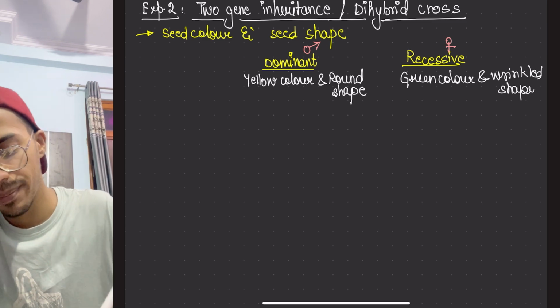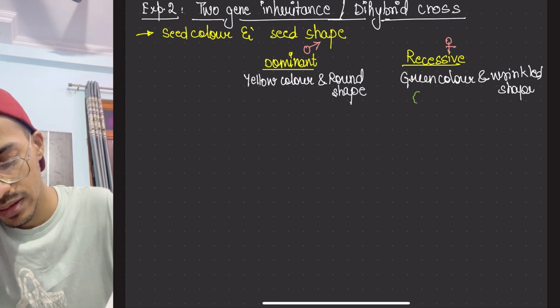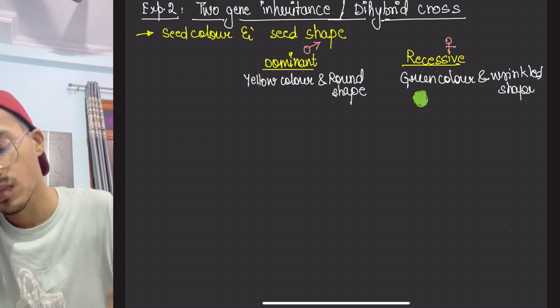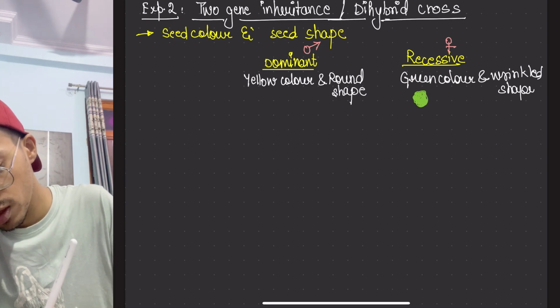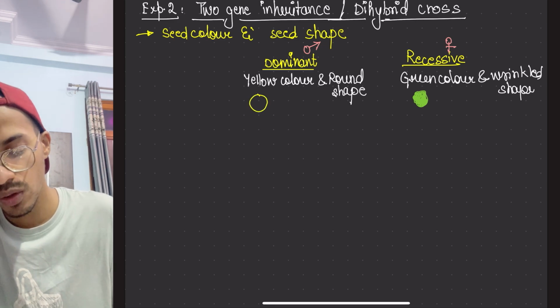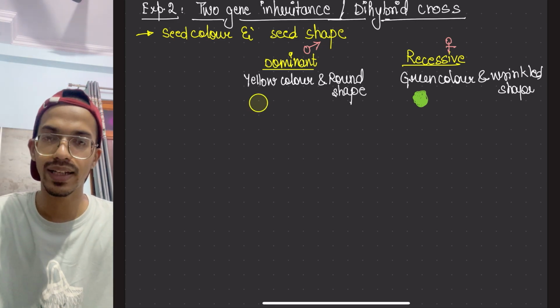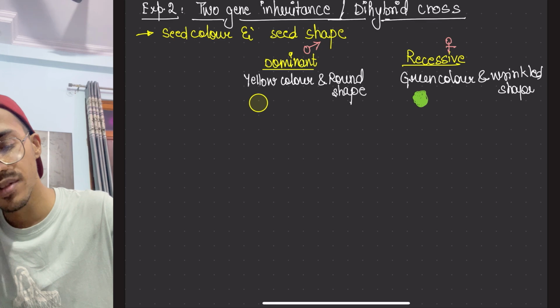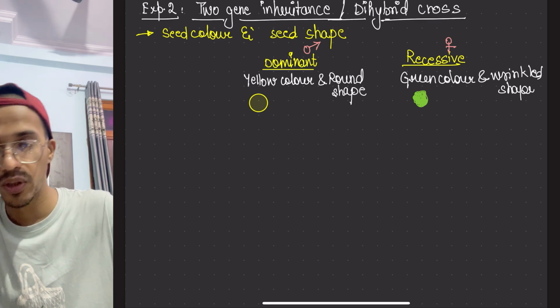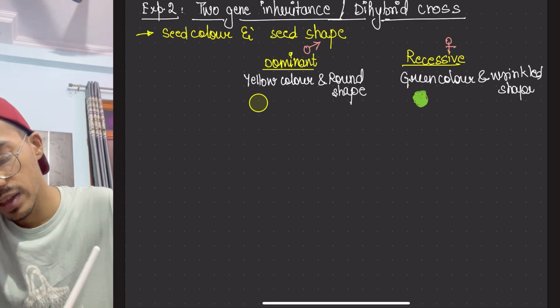So I am making the one. This is the wrinkled shaped one. Okay, whereas the dominant one would be what? Like this. Okay, so this is what we are taking up. Now let's just write their genotype, because since they are true line, how will they look?